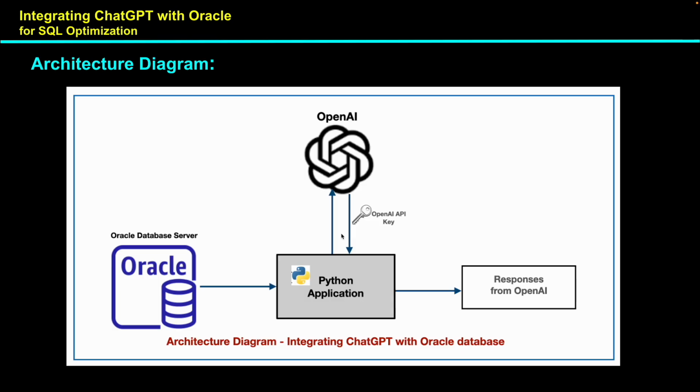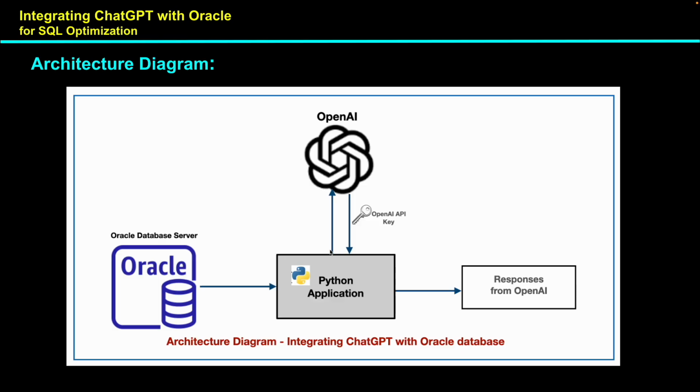The architecture diagram, integrating ChatGPT with Oracle database. We do have a Python script, or let's say a Python application. With this Python script, we are connecting to the Oracle database and we are pulling the top 20 resource intensive SQLs and their execution plans. And this data we are sending to OpenAI.